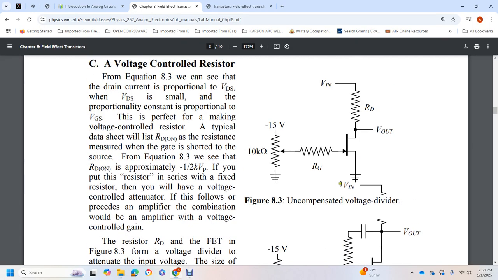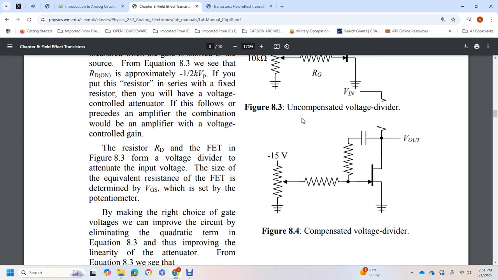Figure 8.3 shows an uncompensated voltage divider. So we have negative 15 volts, a 10 kilohm resistor, the gate resistor, the drain resistor, a voltage input, a voltage output, and it's going both directions. And then Figure 8.4 shows the compensated voltage divider, where there are resistors and a capacitor.